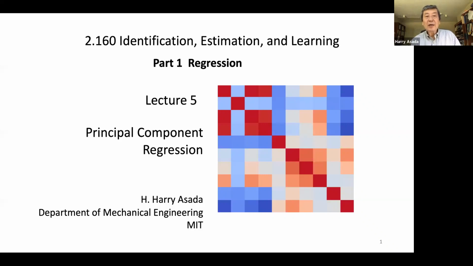This is the 260 lecture 5, principal component regression. So last week we introduced the random process, and we did some quick review on probability theory, right? So you're supposed to be ready for actually studying Kalman filter in depth.